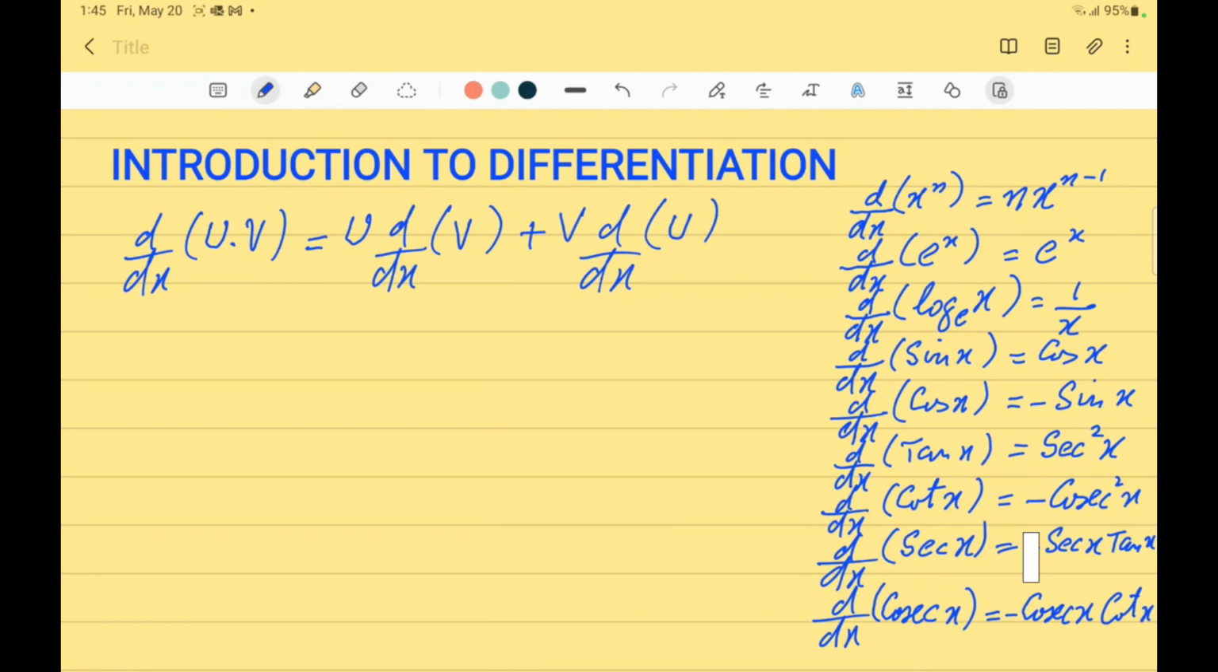In this formula we multiply the first function with the derivative of the second, and then we do the same for the other. So we write u, then we multiply it with the derivative of v, and then we write v and multiply it with the derivative of u. Okay, let us go through some examples to understand this formula.